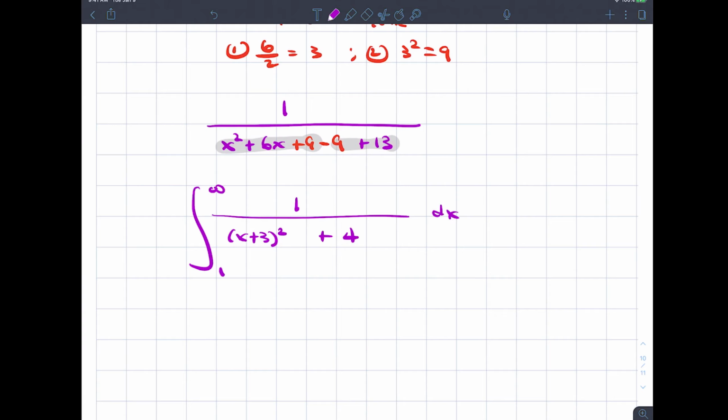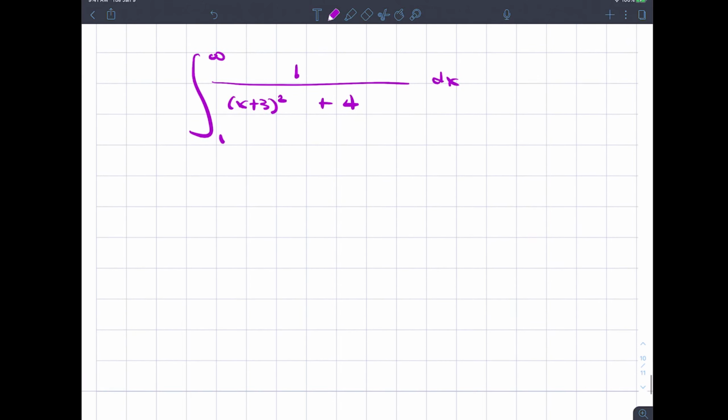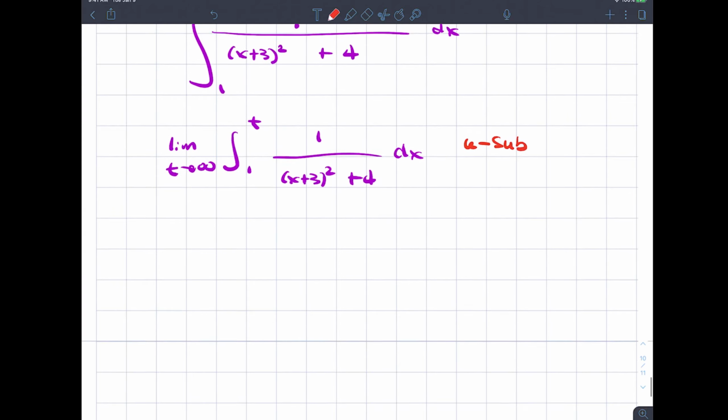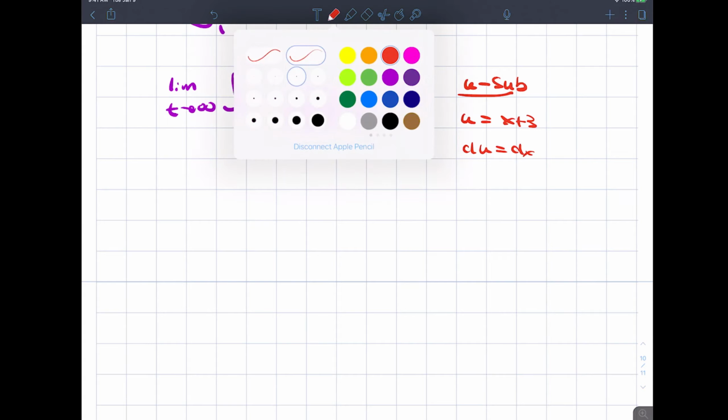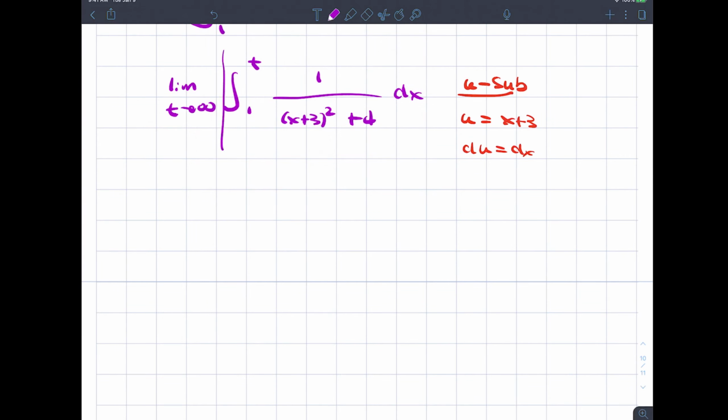Over the interval, this function is continuous, it's positive, and it's decreasing. Then we can say that's the limit as t gets big of the integral from 1 to t of 1 over x plus 3 squared plus 4 dx. You guys know what's going to happen. You're going to use u-substitution where u is x plus 3, which means du is dx. And when you integrate, I'm going to let you guys know what this becomes here.